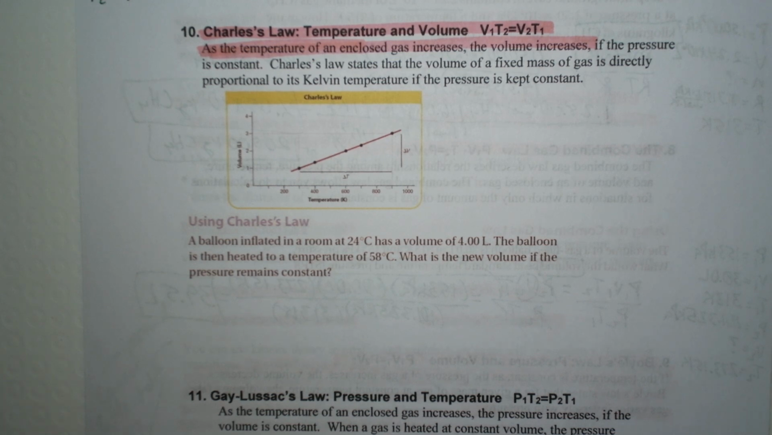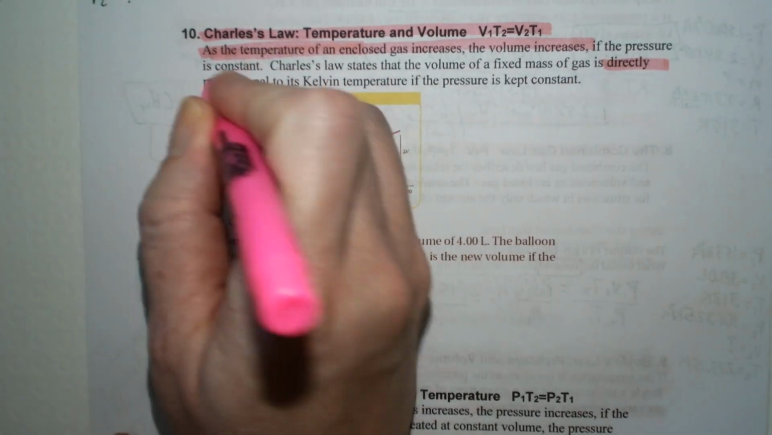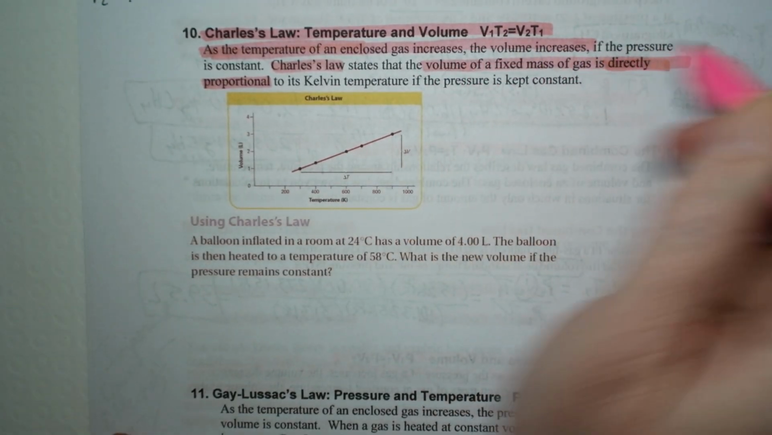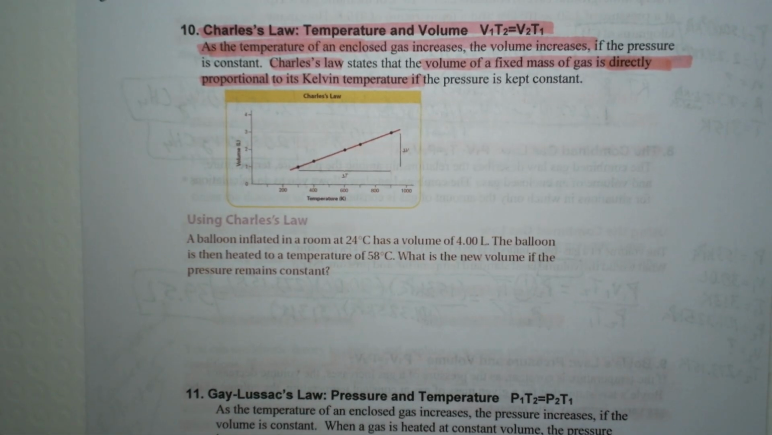So this is a direct proportion. Okay, so Charles' law is saying that the volume is directly proportional to the temperature, as long as the pressure is held constant. Okay, so remember, Charles, he's the hot air balloonist, right? So that's why he decided, oh, well, let's investigate volume and temperature. So kind of remember that if you're trying to think about Charles' law. All right.